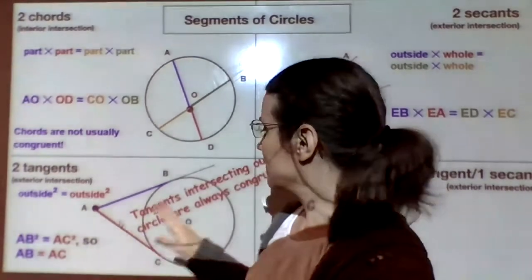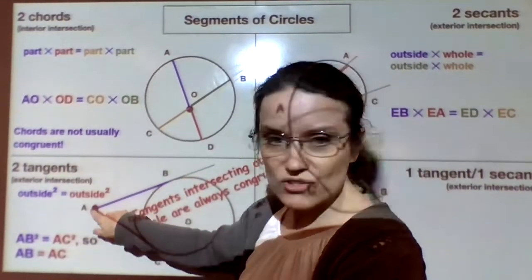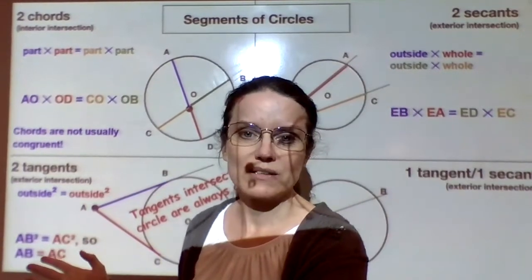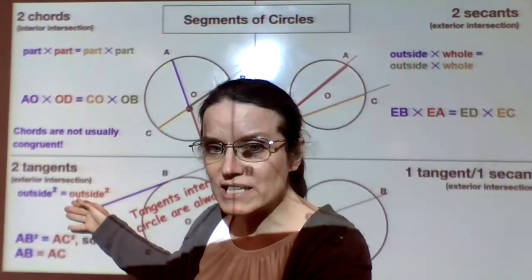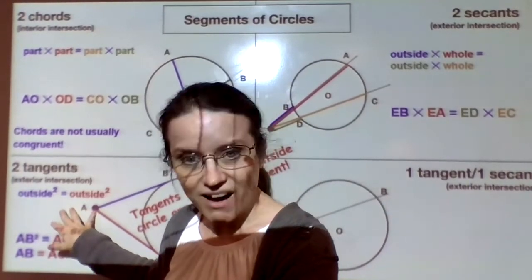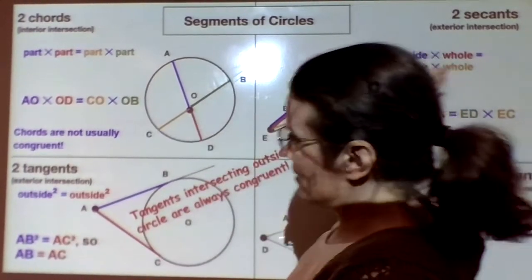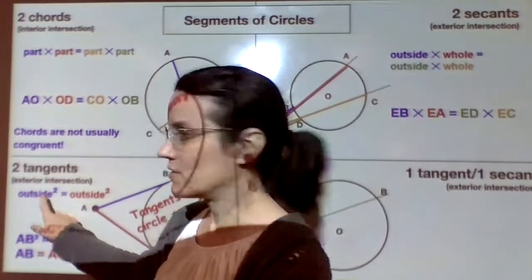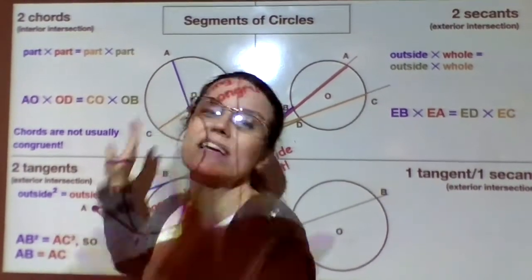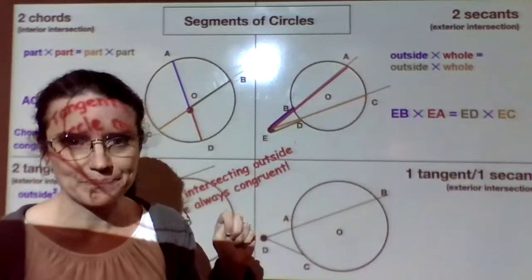And that is when you have two tangents that intersect outside the circle, those two tangents are always congruent. So you don't even really need a formula for it. This is just how we know that they are, because the outside times the whole is just the outside squared, and the outside squared being equal to each other. So yay, tangents are always equal, nothing to remember.